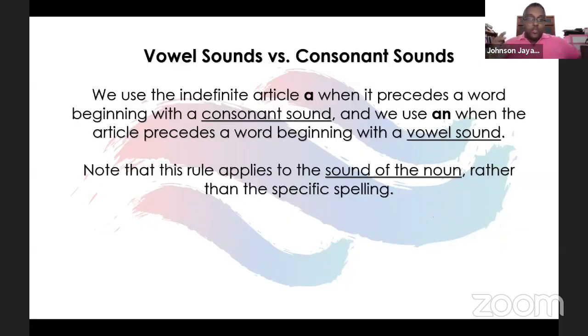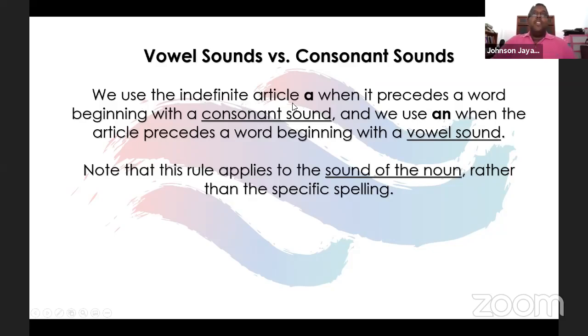Right. So when you're using "a" and "an", there is a specific rule you need to remember. Now this does not apply to "the". Okay, "the" is different, but when it comes to "a" and "an", there is a specific rule you must always remember. Okay, vowel sounds versus consonant sounds.